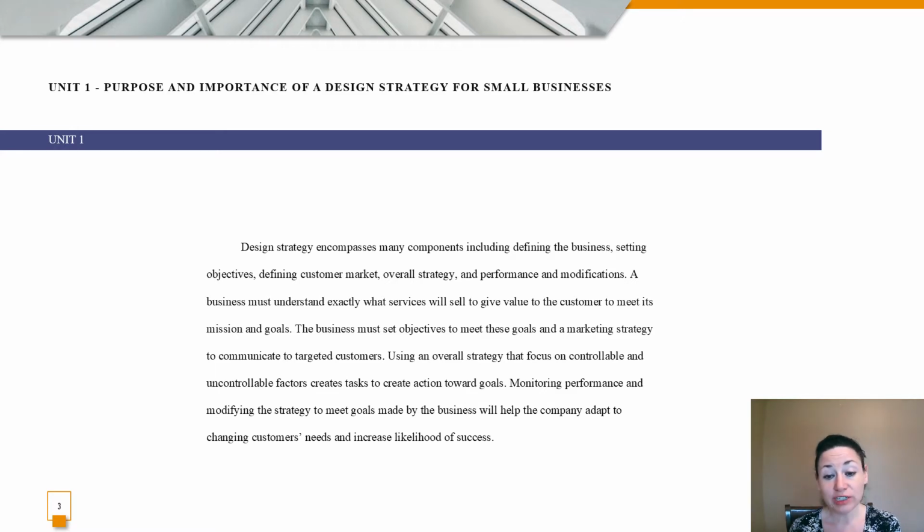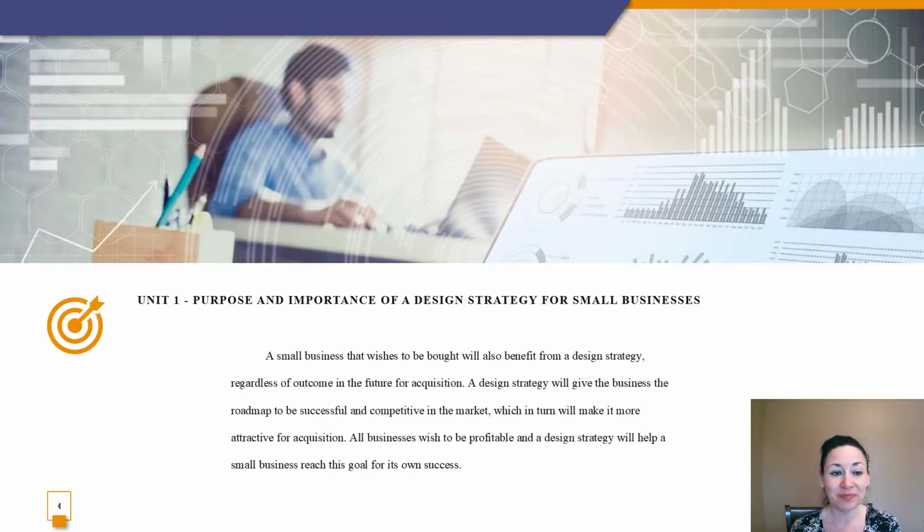Using an overall strategy that focuses on controllable and uncontrollable factors creates tasks to create action toward goals. Monitoring performance and modifying strategy to meet goals made by a business will help the company adapt to changing customers' needs and increase likelihood of success. So a small business that wishes to be bought will also benefit from a design strategy regardless of outcome in the future for acquisition. A design strategy will give the business a roadmap to be successful and competitive in market, which in turn will make it more attractive for acquisition.